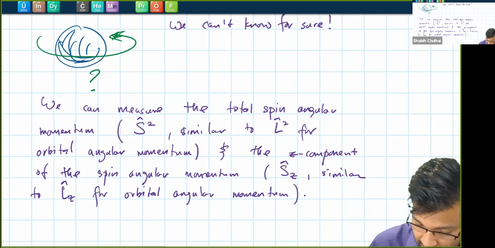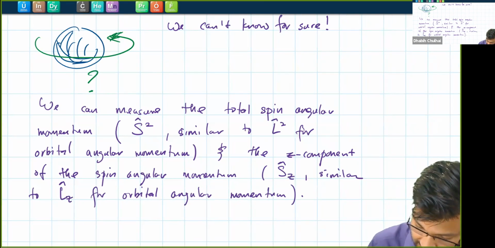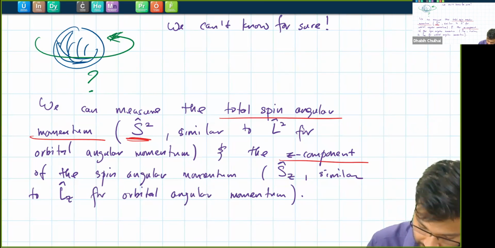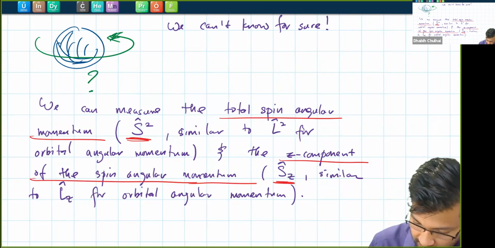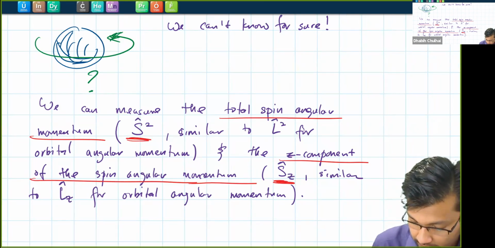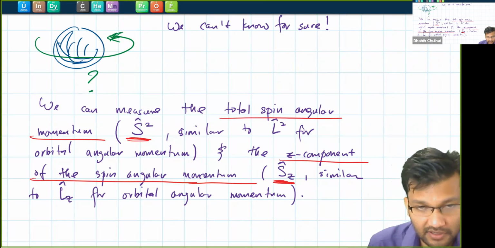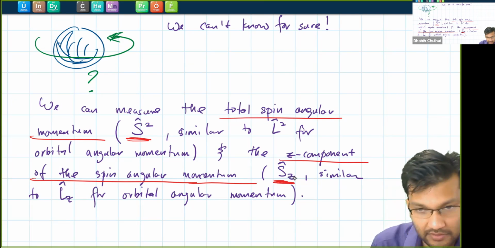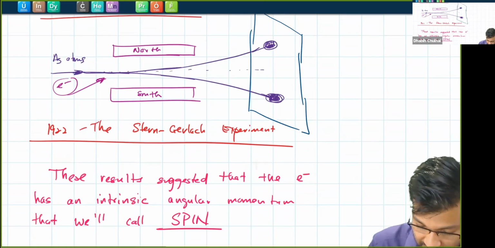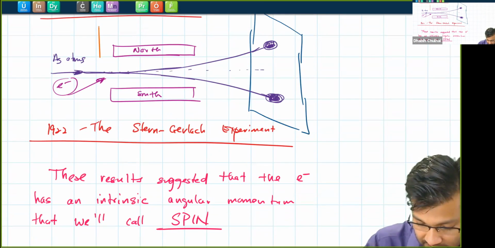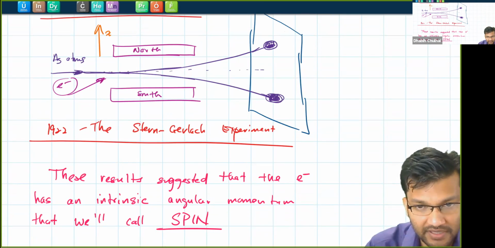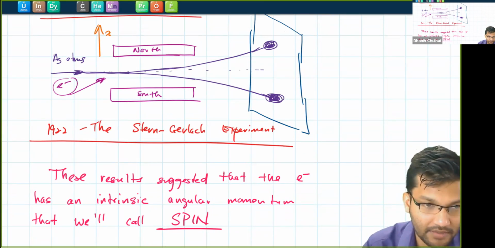In fact, let me just highlight a couple of things. The first one is called total spin angular momentum, S squared. The second one is the z component of the spin angular momentum, Sz. That's essentially what Stern and Gerlach were measuring: the z component of the angular momentum. You can imagine that's usually how they set this up. This is the z-axis. Some electrons go up, some go down. So some would have a positive z component, and some would have a negative z component.